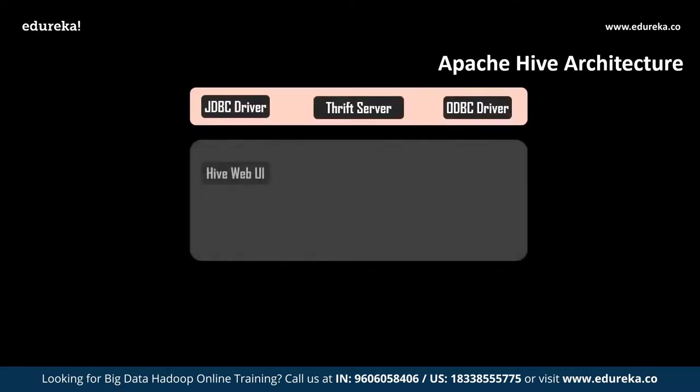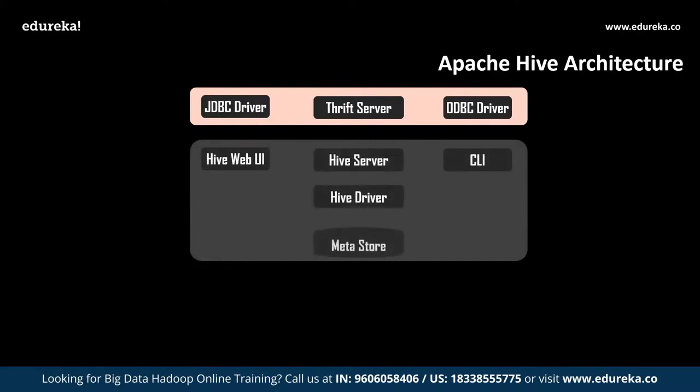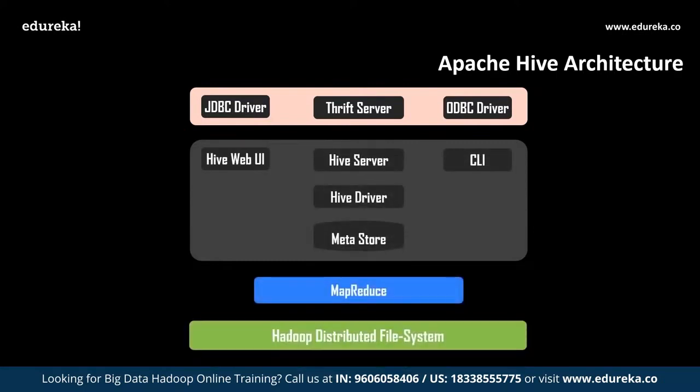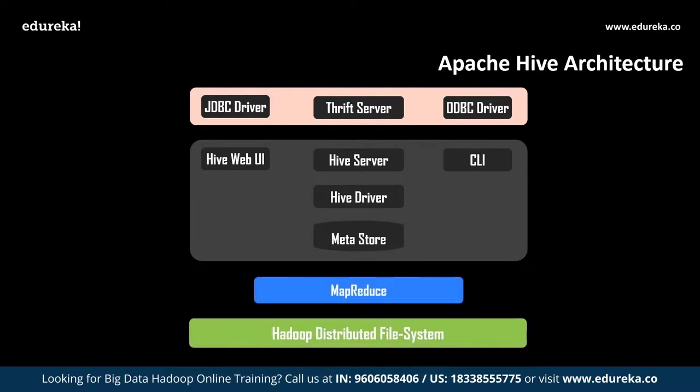The first stage is the Hive client. Hive allows writing applications in various languages including Java, Python, and C++. It supports different types of clients such as Thrift Server, JDBC Driver, and ODBC Driver. So what exactly is Thrift Server? It is a cross-language service provider platform that serves the requests from all these programming languages that supports Thrift.